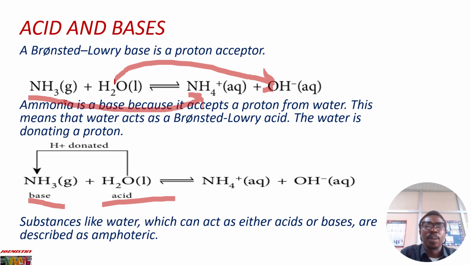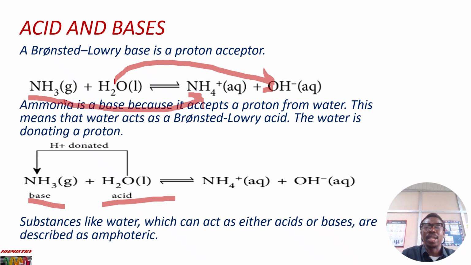Now there are certain substances that can act as either acids or bases. We call those substances amphoteric substances. Water is an example of what? An amphoteric substance. It's capable of acting as an acid and also capable of acting as a base. It can accept a proton and it can also donate a proton.